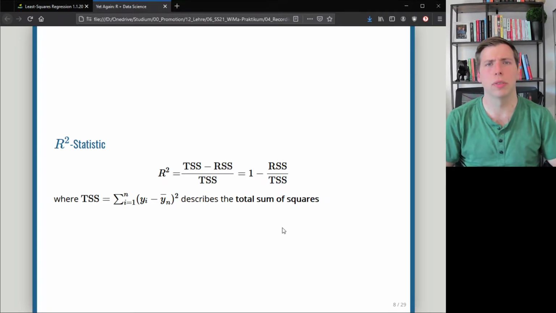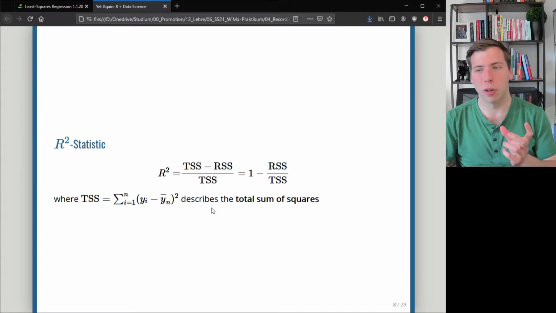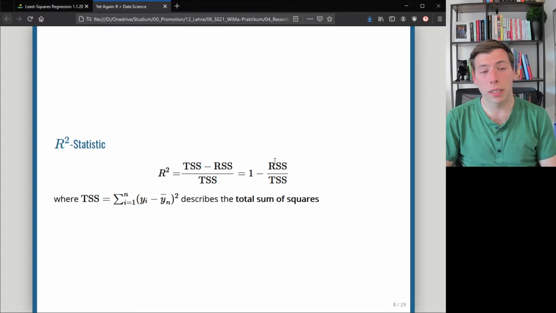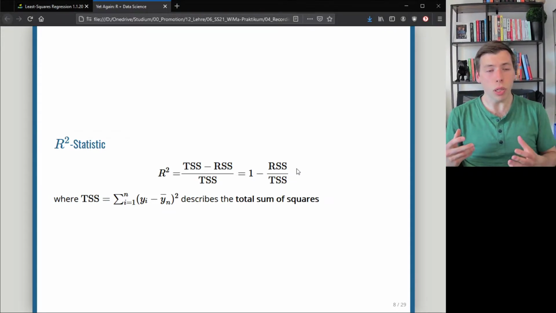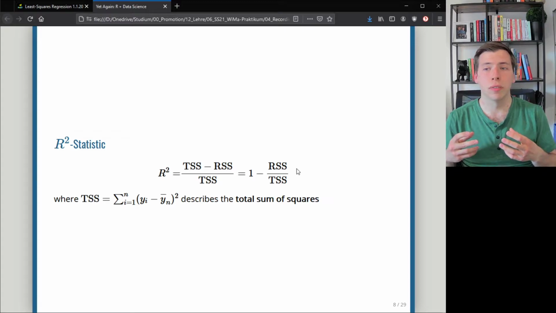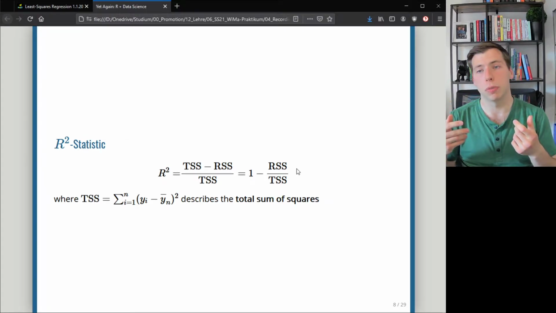It's a bit complicated to explain, but I hope it is clear now. Basically, this part here is always between 0 and 1. The more variance or variation we are able to explain by our linear model, this will become close to 0. And then similarly, the R squared statistic will get close to 1, and this is what we are trying to achieve. We are always trying to get the R squared statistic as close to 1 as possible.